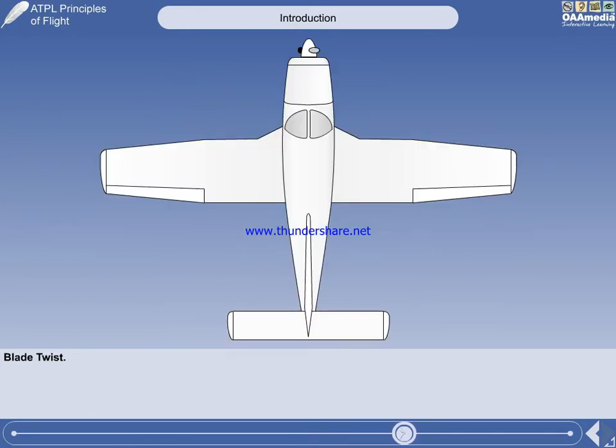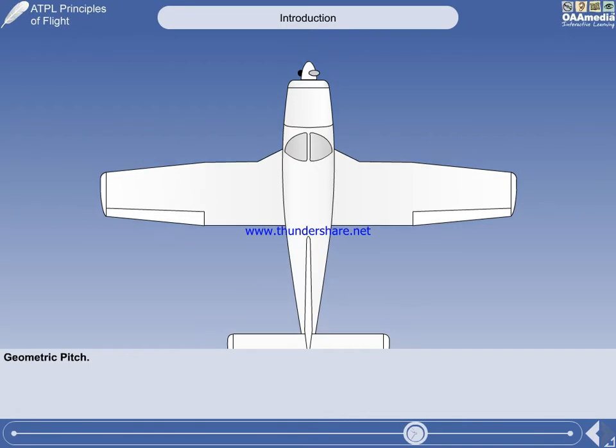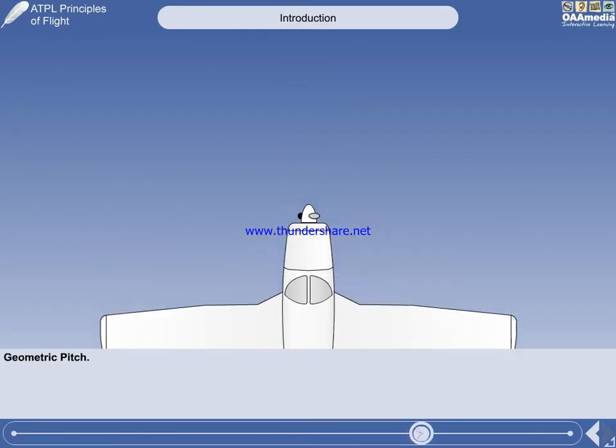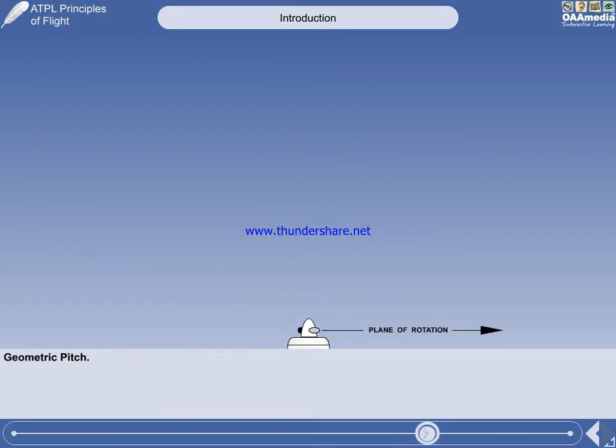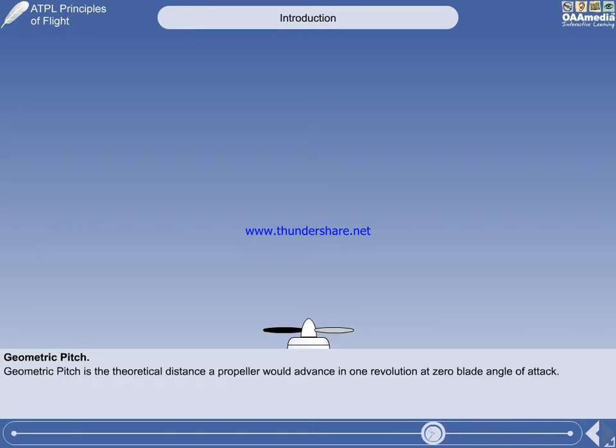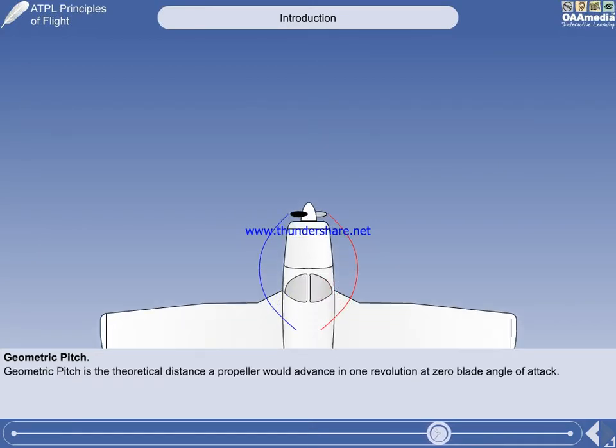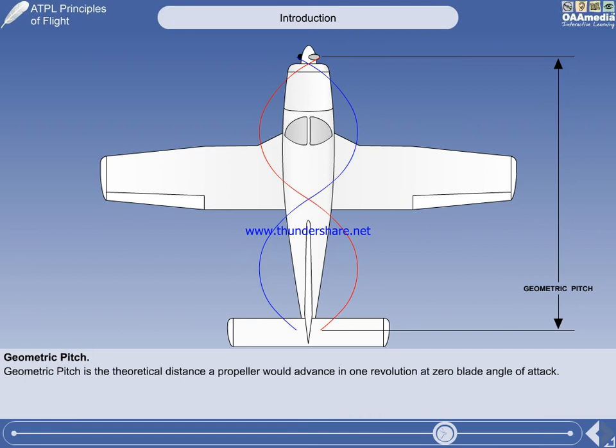Once again, a view of the propeller from above. We need some room to show the next item, geometric pitch. Geometric pitch is the theoretical distance a propeller would advance in one revolution at zero blade angle of attack. As the definition says, it's a theoretical distance and impossible to achieve in practice.